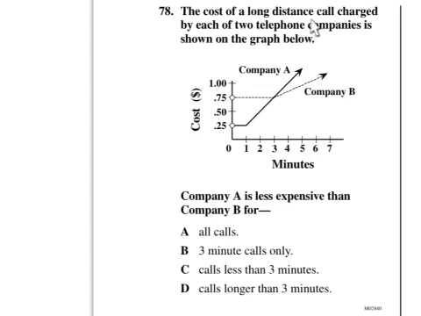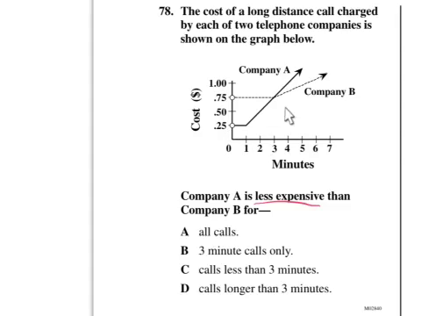The cost of a long distance call charged by the 2 companies. You have company A, which is this line, and you have company B, which is this line. Are you okay that this is minutes? How many minutes? And are you okay that this one's how much it costs? It's saying company A is less expensive than company B. Here's the key, less expensive.